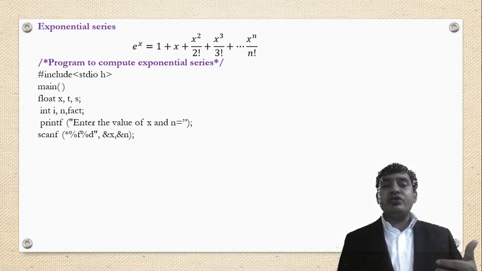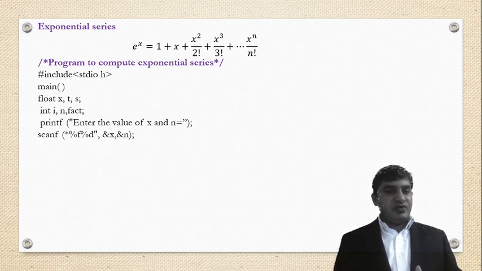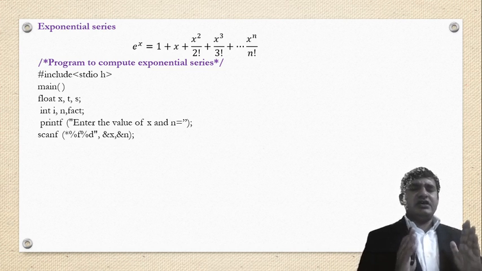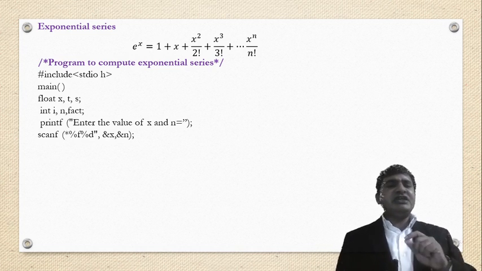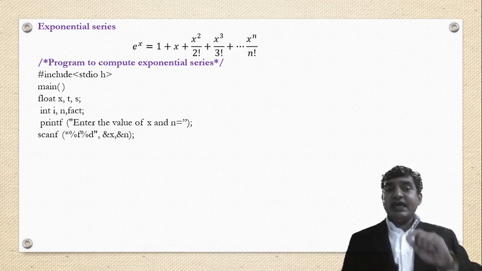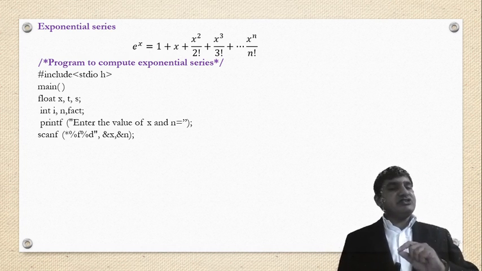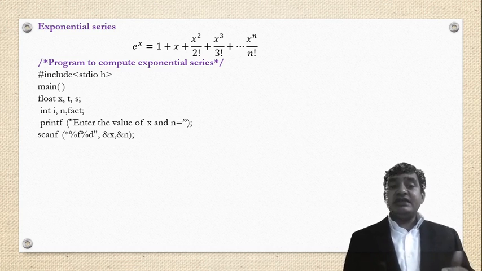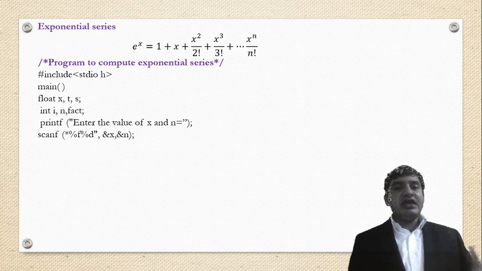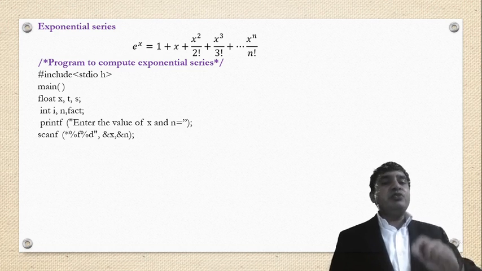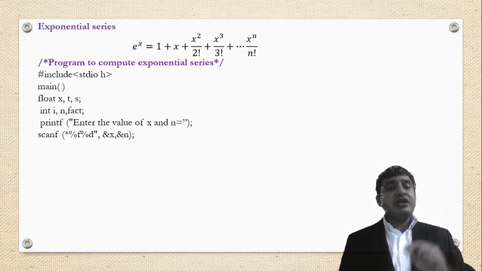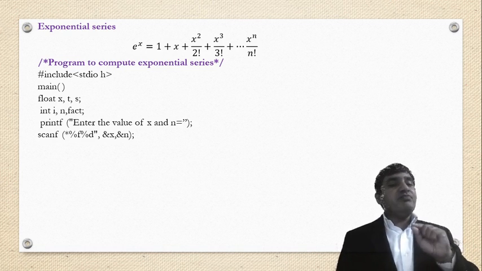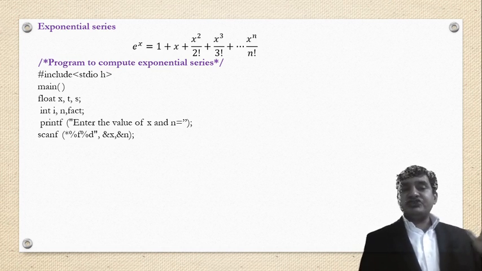Now we have to give input, that is x and n. The x is a float, therefore scanf is the input function. Percentage f indicates that x is a float which consists of the decimal point, and percentage d indicates that n is an integer. So the inputs are x and n. We enter the value of x and n by using this input function scanf.